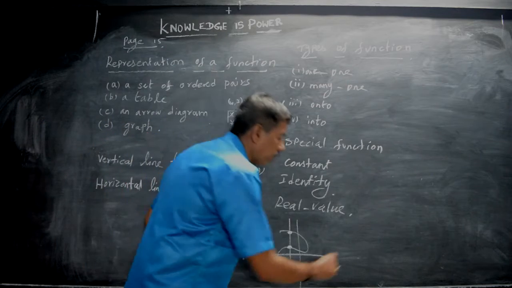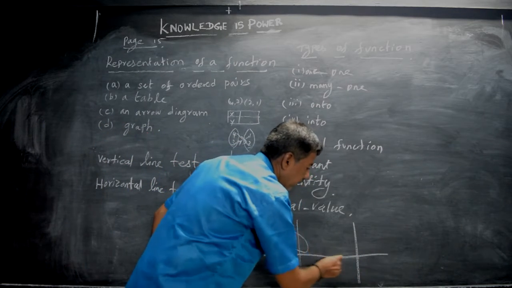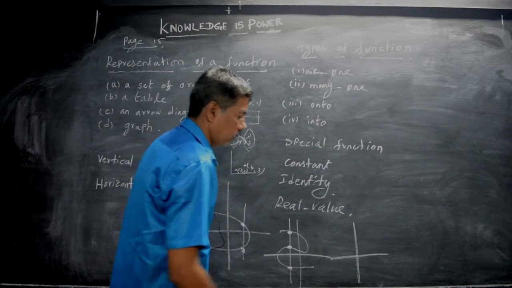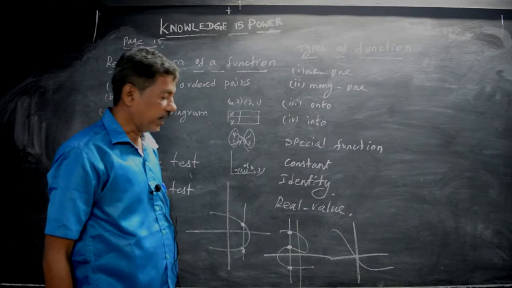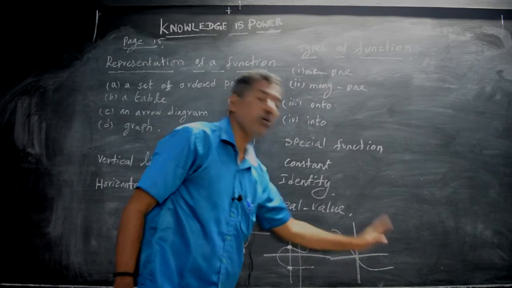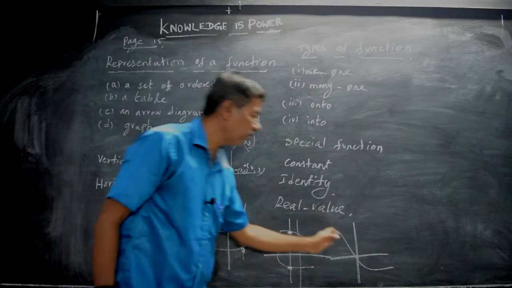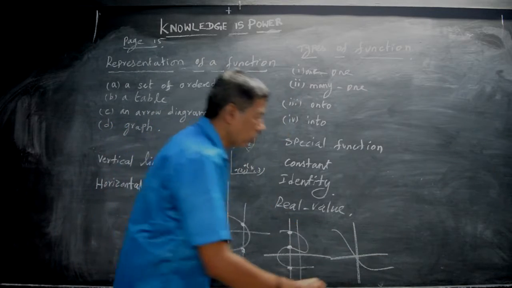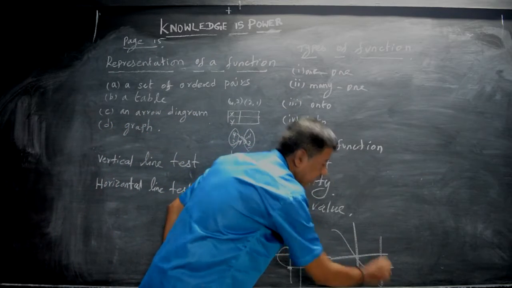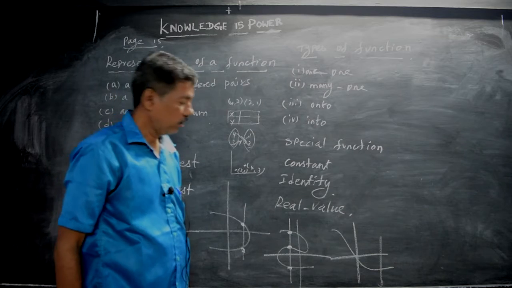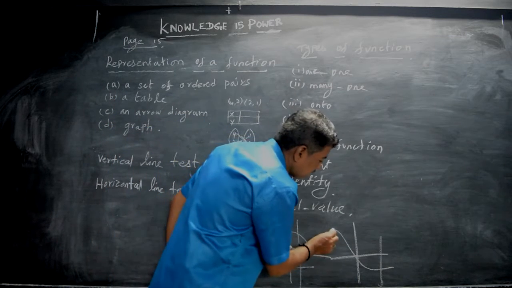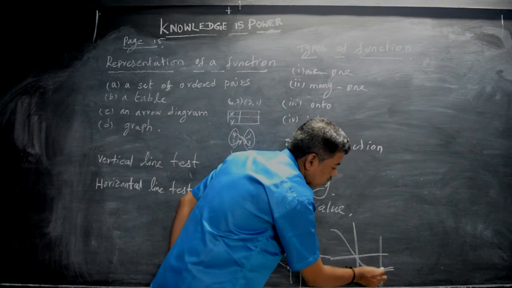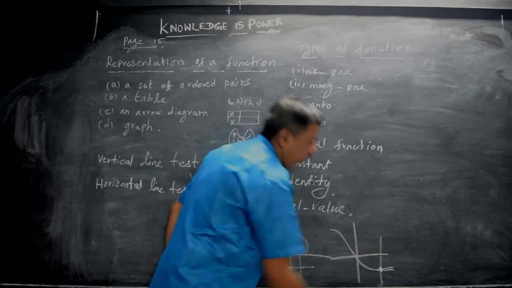I'll give an example for that. How will it be a function? Suppose I am putting the arc like this. Wherever you put a vertical line, it is possible. Suppose I am putting a vertical line here, or here, or here, or here. This curve touches only 1 point.